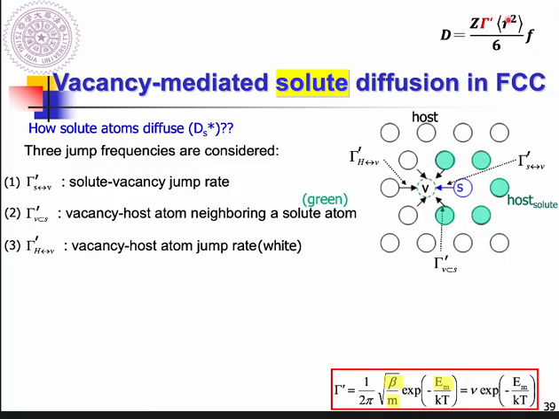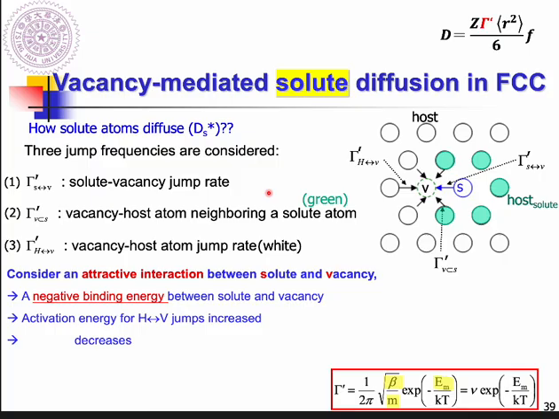Which one will be dominant? The jumping process that dominates the solute diffusivity is the key question. So we need to make a very important assumption here. We consider there is an attractive interaction between the solute and vacancy. Attractive interaction means that we have a negative binding energy between the solute and vacancy. They like to get together, stay together, or jump back and forth. They like to stick together, so they have a negative binding energy.